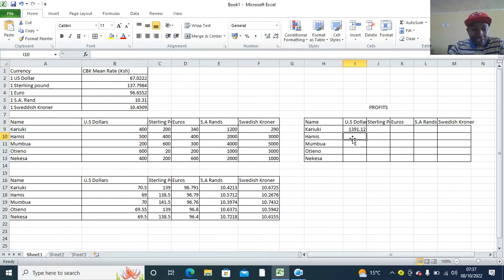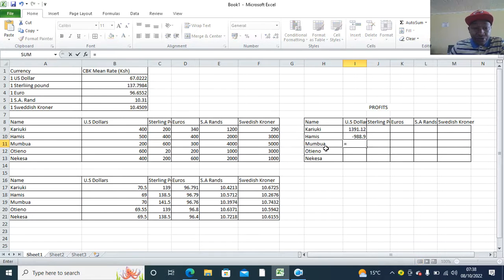Then we have for the next guy, that is for the US dollar. That is Karaoke. Then for this guy equals the same, open the bracket. This one bought 500 multiplied by the US dollar, that one, minus, open the bracket, he sold 69 multiplied by the same 500, like that. Then you press enter.